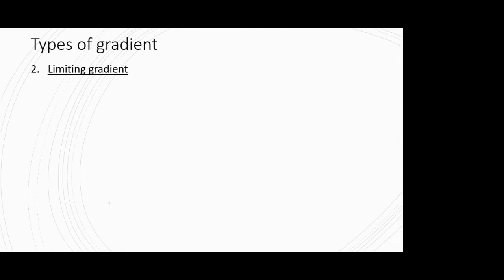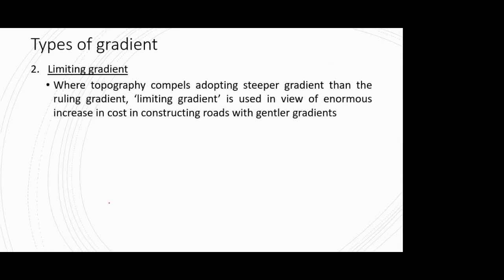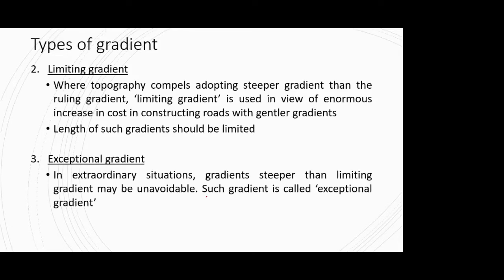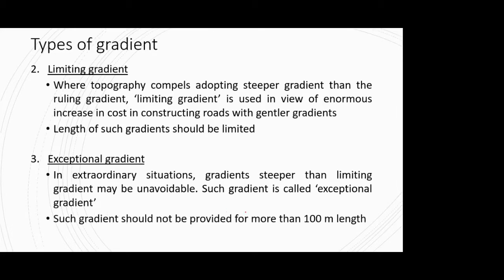Then the second type was limiting gradient, which was for some exceptional situations. And then there was the exceptional gradient, which was for extraordinary situations where you can't give a limiting gradient also, or limiting gradient is also mild for that case. So you have to go for a very steep gradient. In that case, we go for this exceptional gradient, but the only thing we have to remember is that its length should not be greater than 100 meter.